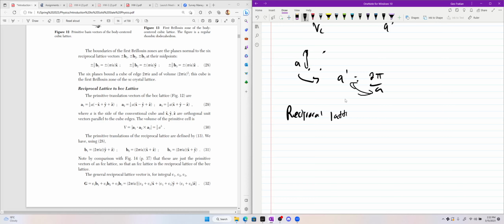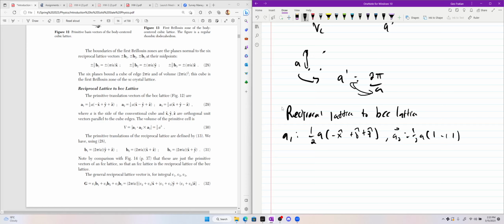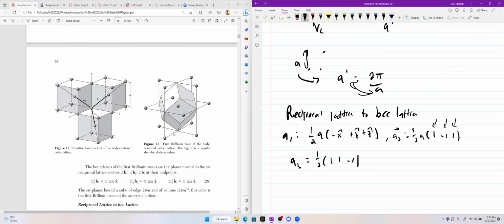Reciprocal lattice to BCC lattice. This is where you might actually take the dot products. So if we want the primitive translation vectors, right, A1 is equal to 1/2 A, I guess I'll write it their way, negative x hat plus y hat plus z hat. I'll normally write this as A2, I'll show you right here, equals 1/2 A, and then I'll do 1 negative 1 1. I'll just know what they mean. X hat, y hat, z hat. And then we have A3 equals 1/2 A, 1 1 negative 1, which we can immediately see here, right?